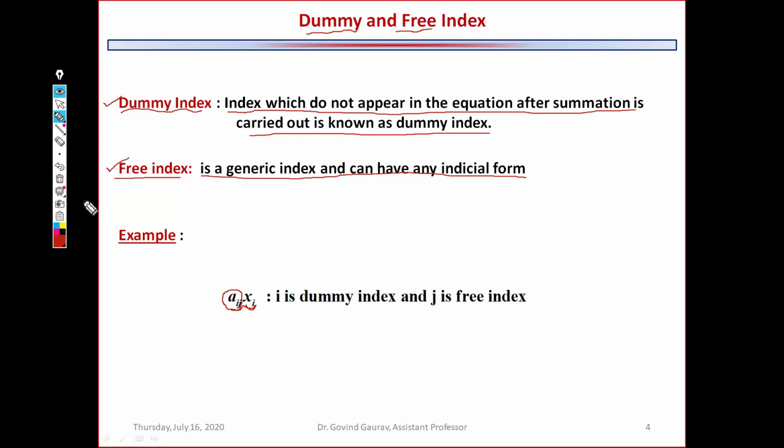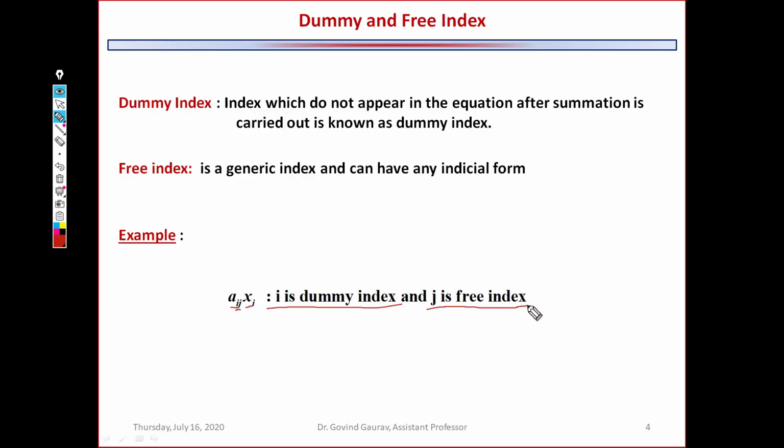So over here we can see that i is repeated twice. It is with a, it is with x. So i is called the dummy index, and j is only with a, which is known as the free index.